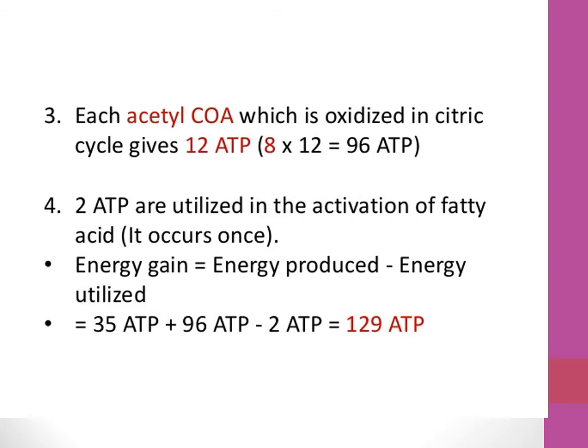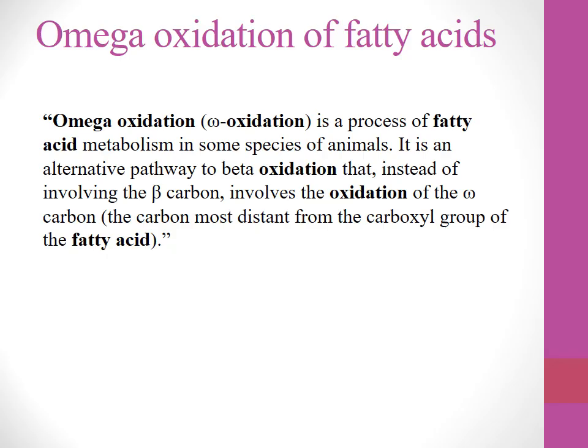Each acetyl-CoA which is oxidized in citric acid cycle gives 12 ATP. 2 ATP are utilized in the activation of the fatty acids. Energy gain is equal to energy produced minus energy utilized. So 35 ATP plus 96 ATP minus 2 ATP, at the end we get 129 ATP.